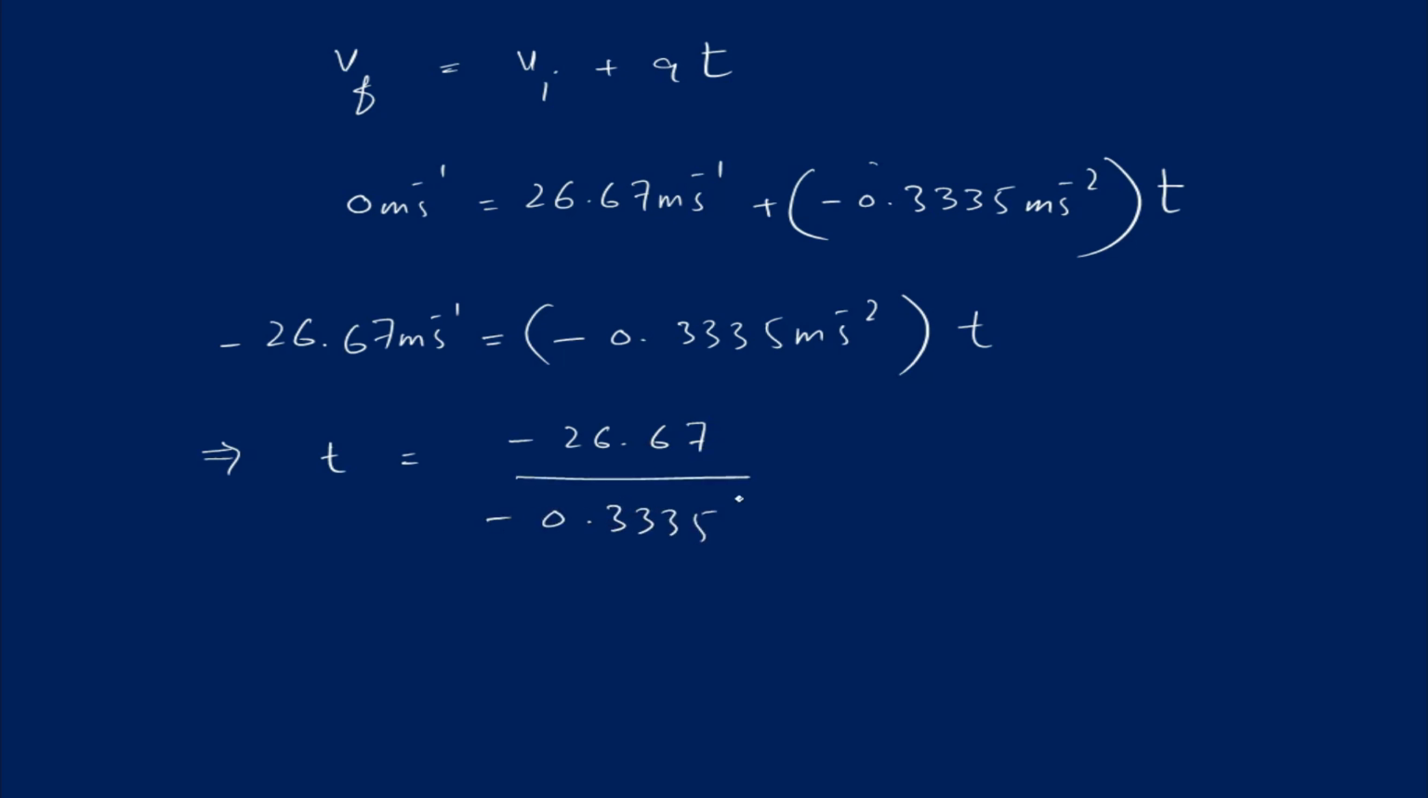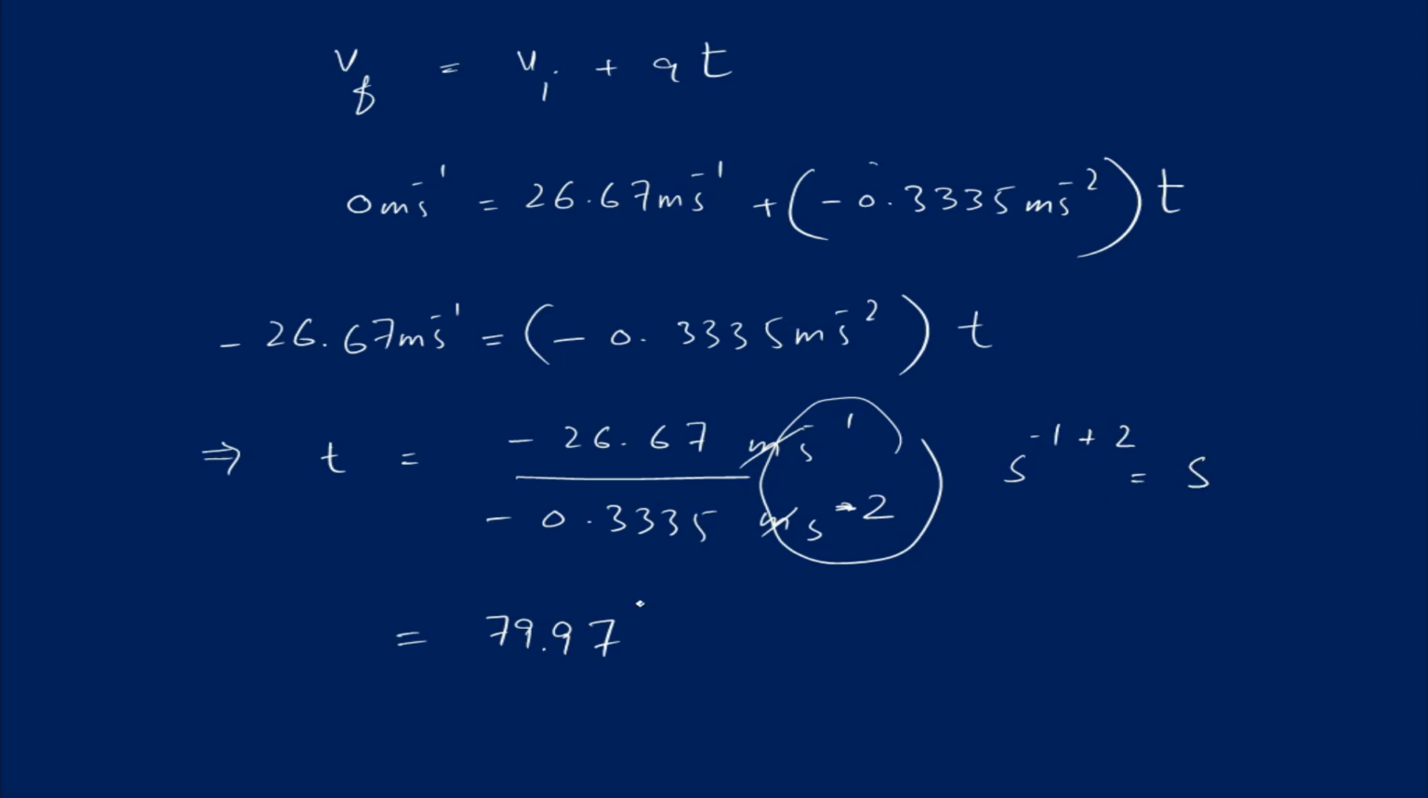negative 0.3335 meters per second square, which is 79.97. If you solve this part, second inverse goes up and this will equal seconds. So t is approximately 80 seconds.